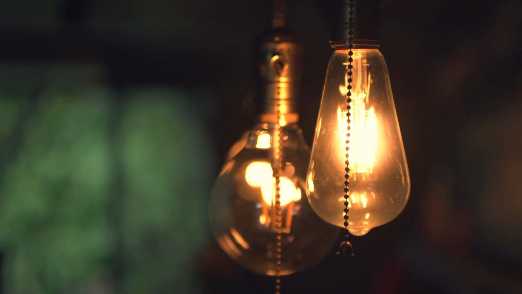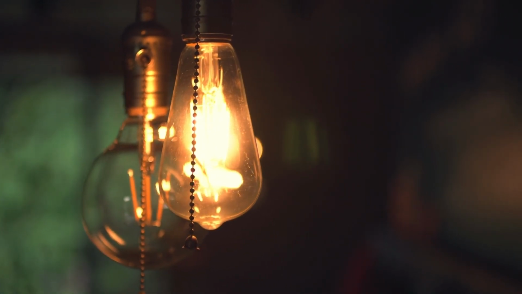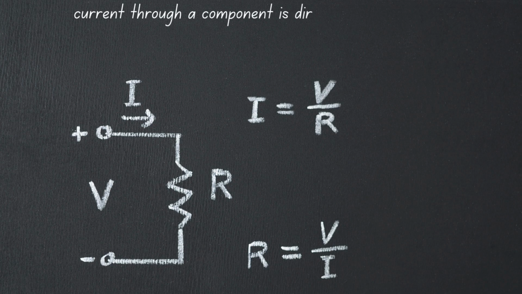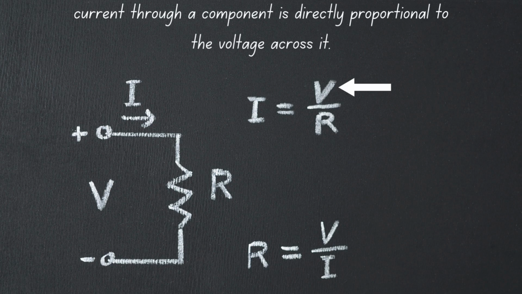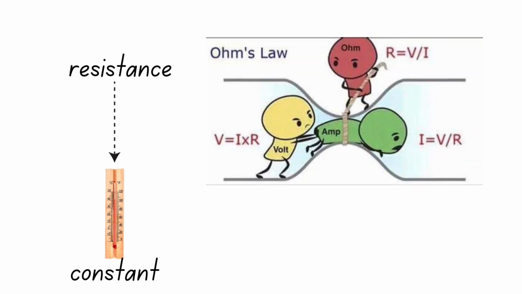The current flowing through a section of an electric circuit is related to the voltage across it through Ohm's law, which states that the current through a component is directly proportional to the voltage across it. The constant is the resistance of the component. Resistance depends on temperature, so this law requires a constant temperature. Ohm's law is essential in solving for unknowns in electrical circuits.